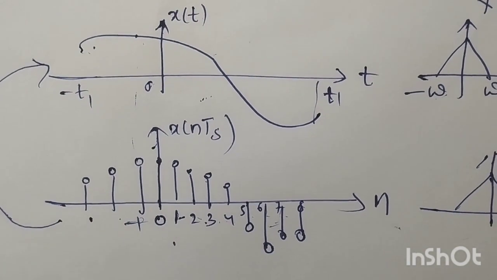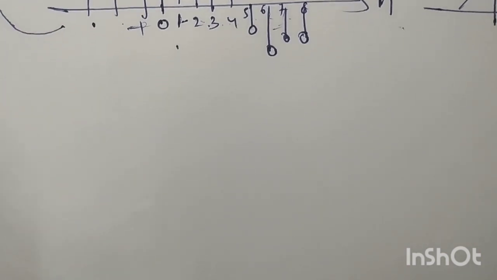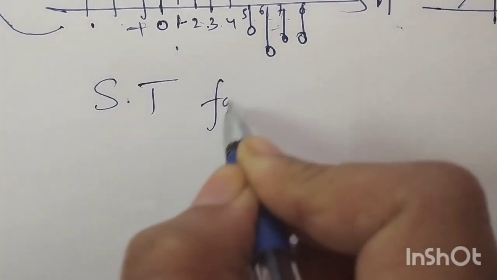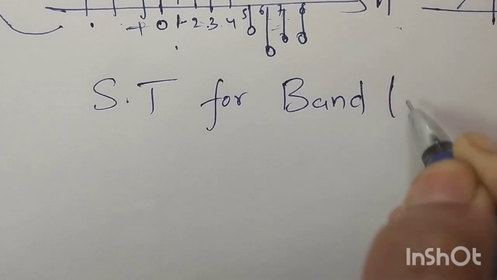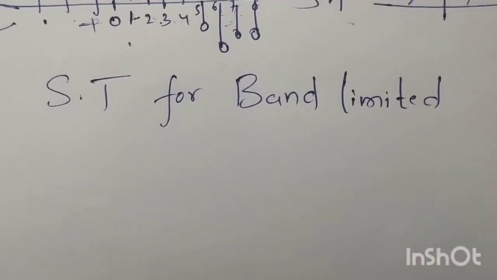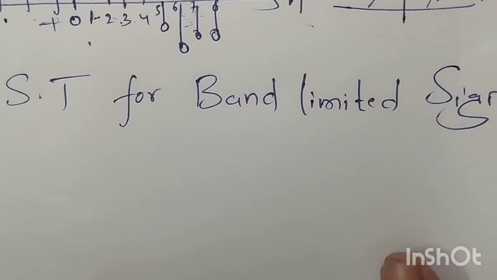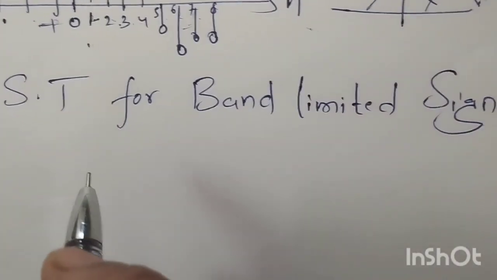that is given by the sampling theorem. Now let us see the statement. Put the heading: sampling theorem for band limited signals. Please make a note of this point, write down the notes: sampling theorem for band limited signals.